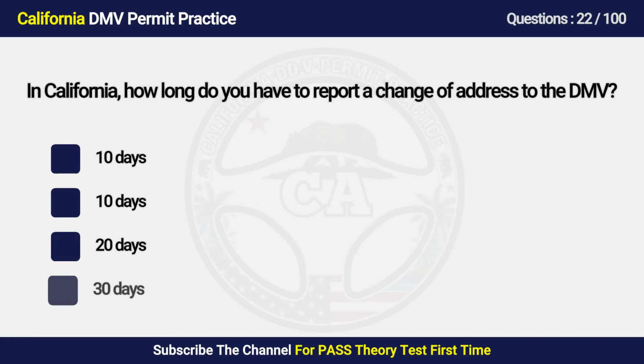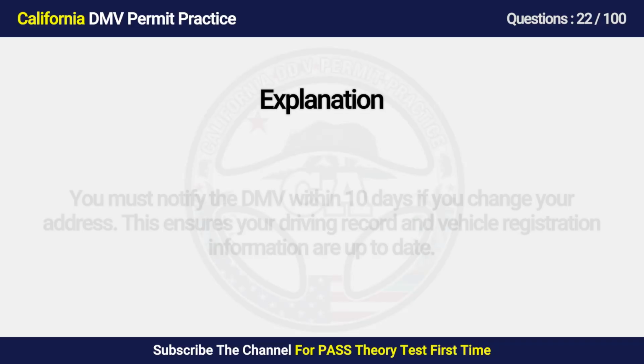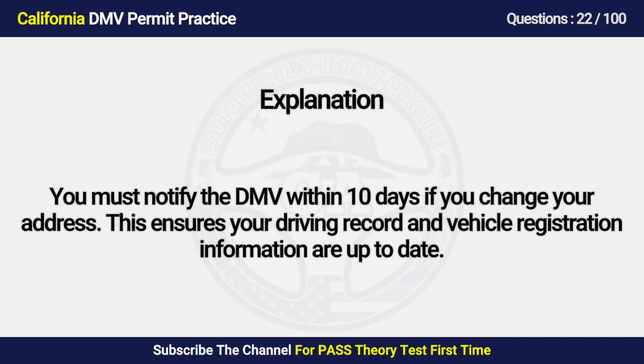Question 22. In California, how long do you have to report a change of address to the DMV? A. 5 days. B. 10 days. C. 20 days. D. 30 days. Answer is B. 10 days. You must notify the DMV within 10 days if you change your address. This ensures your driving record and vehicle registration information are up to date.